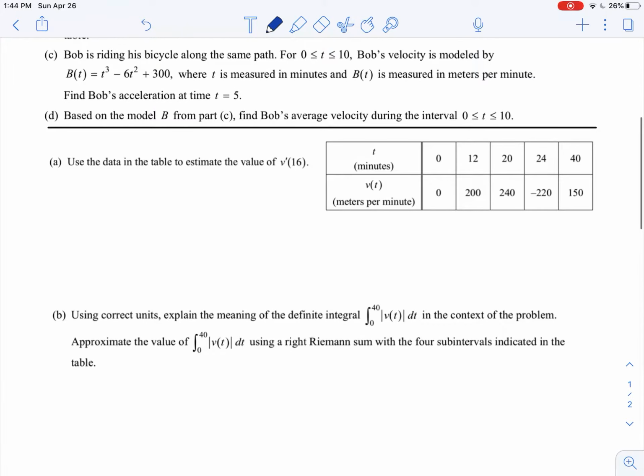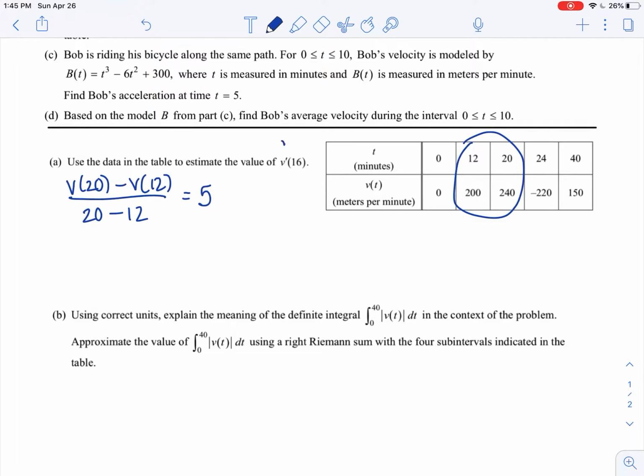Okay, first question says use the data in the table to estimate the value of v prime of 16. So we want to find the derivative value at 16. Again, we don't have an actual v of t function that we can find the derivative value. So we're going to have to approximate the derivative doing average rate of change. So if you take a look at your table, find the two closest values to 16, 12 and 20. Okay, and you're going to do v of 20 minus v of 12 all over 20 minus 12. And as you work that out, you'll end up finding that comes out to be 5.